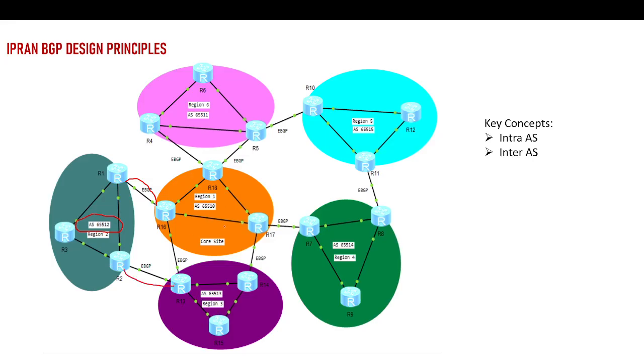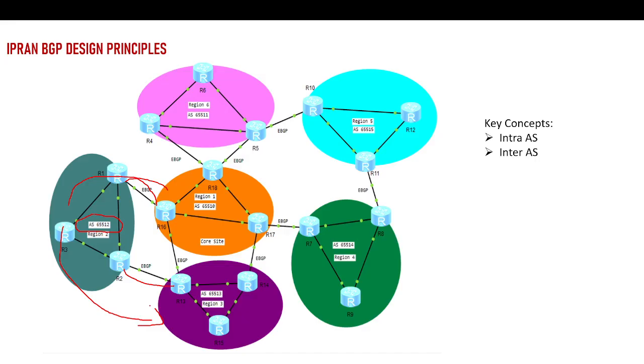If region 1 is our core site, you can see that we have multiple paths to reach our core site. We could go this way or we could go this way. So this is where you need to know which BGP path attributes you can use to control the traffic flow between the different autonomous system numbers.